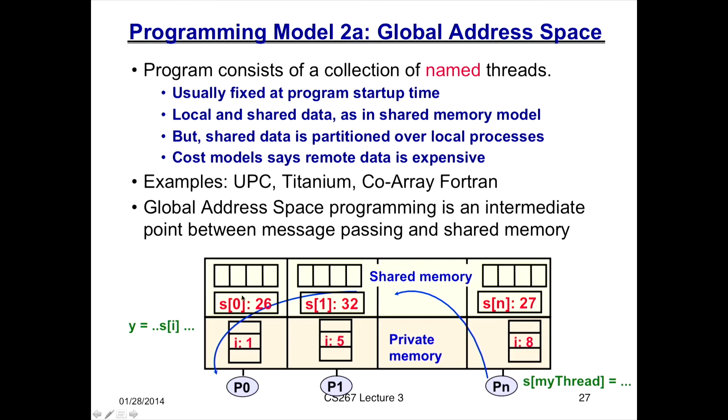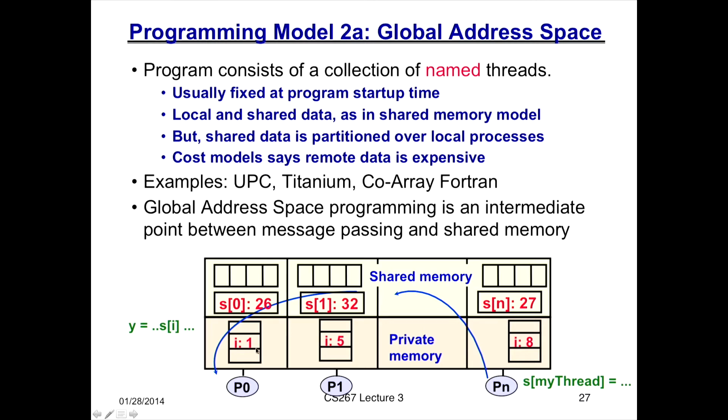So for example, if you have an array S, which is indexed from 0 to n plus 1, everybody has to declare the array S. Everybody has to say it's shared. And then everybody gets one piece of it. So in this case, if it's an array of length n plus 1, everybody gets one number. If it were bigger, it would be divided up into chunks. And so processor 0, when it refers to S sub 0, it's in its local memory. It gets it. It's very fast, no delay.